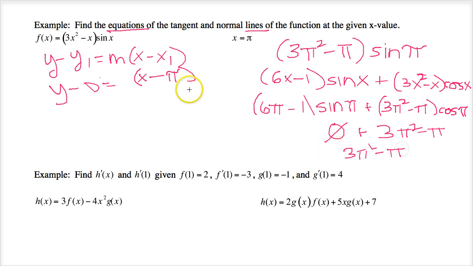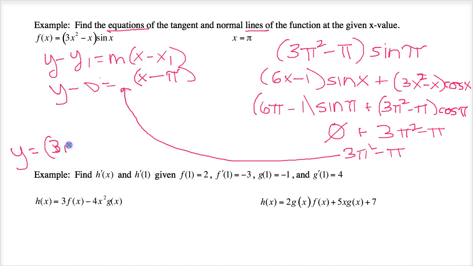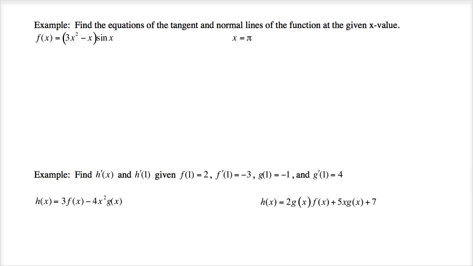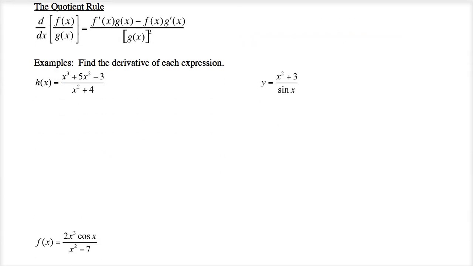And it's not very pretty, but the slope, just to save time, the equation of this goes in there. So the equation of the line is y equals 3 pi squared minus pi. I know my handwriting is getting crazier now. And then x minus pi. This is the equation of a line that is tangent. And we'll go over normal lines another time. Okay. So we're going to skip over this next one. So skip over this little example here, and let's go on to the quotient rule.